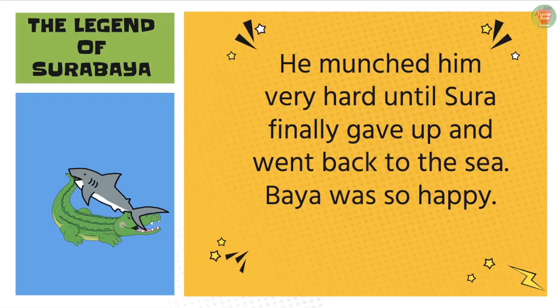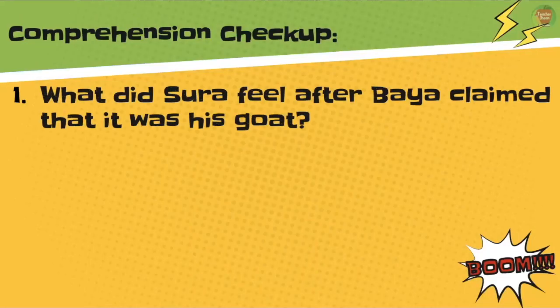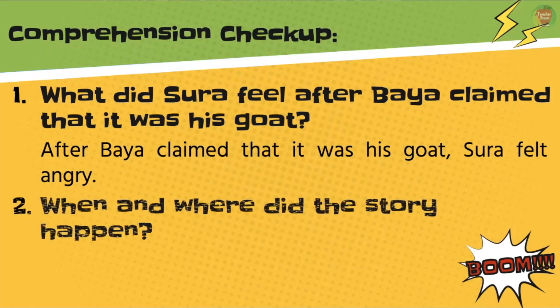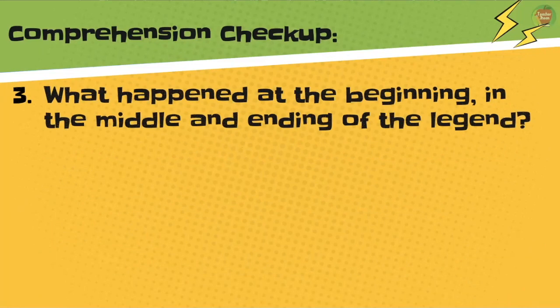Baya was so happy. Did you like this story? Now let us answer the comprehension checkup. What did Sura feel after Baya claimed that it was his goat? After Baya claimed that it was his goat, Sura felt angry. When and where did the story happen? The story happened a long time ago in the sea. What happened at the beginning, in the middle, and the ending of the legend?